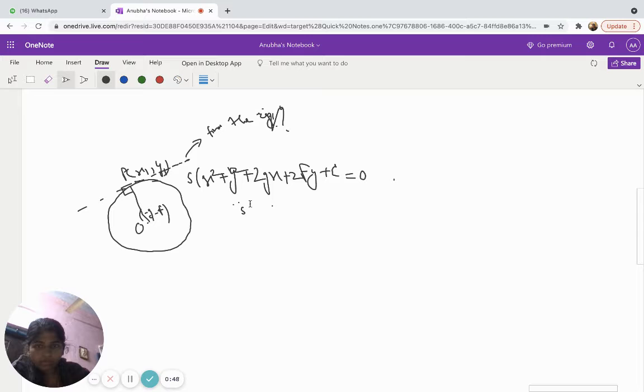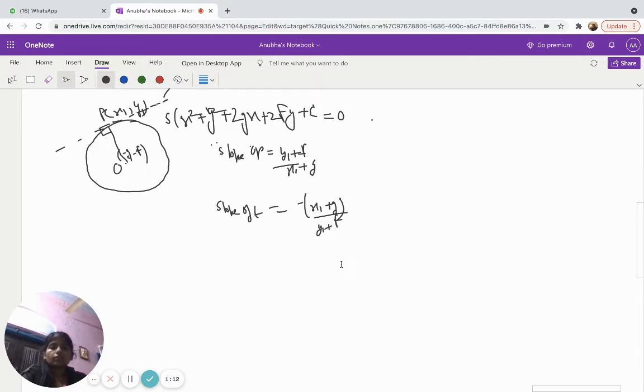We calculate the slope of OP. Slope of OP is simply y1 plus f upon x1 plus g. So the slope of T is, because both lines are perpendicular, minus of x1 plus g upon y1 plus f. This is the slope of T.